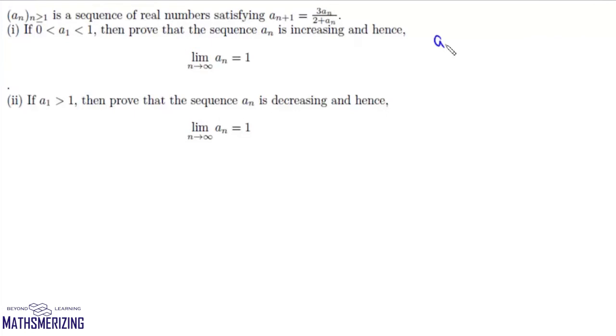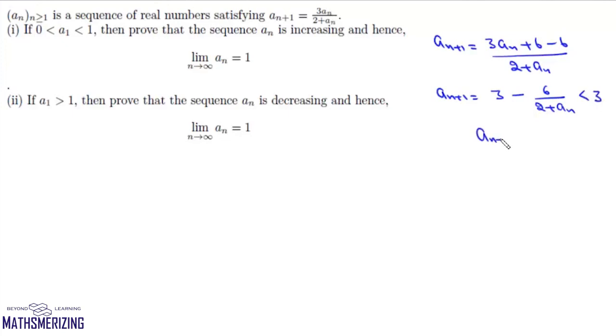We can also write that this a_{n+1} is 3a_n. Now we'll add 6 and subtract 6 upon 2 + a_n. Then this a_{n+1} will be 3 minus 6 upon 2 + a_n. Now this value will be always less than 3. So a_{n+1} will be greater than 0 but less than 3. That means terms of the sequence are bounded. So the sequence is monotonic as well as bounded, then using the monotone convergence theorem, we can say that it must converge to some limit L.